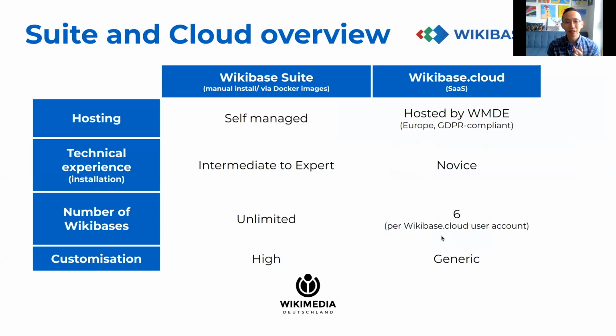So right now, as of 2023, there are two products in Wikibase. One is the Wikibase Suite, where it's a manual install of the Wikibase software or via Docker images. It is actually self-installed, self-managed. Your hosting is self-managed. It's on your own localized database wherever you're from. You require some form of technical experience and expertise to install this. I would say intermediate to expert level of experience, and you can run an unlimited number of Wikibases.